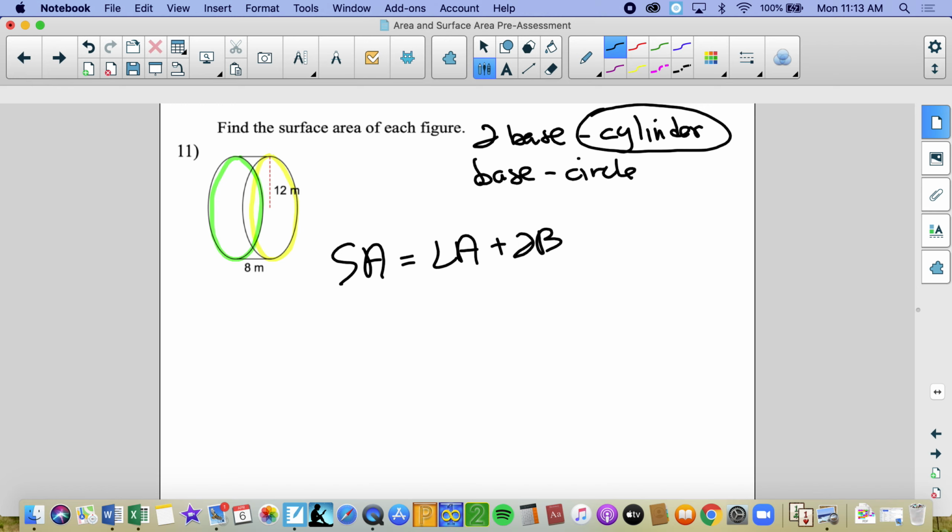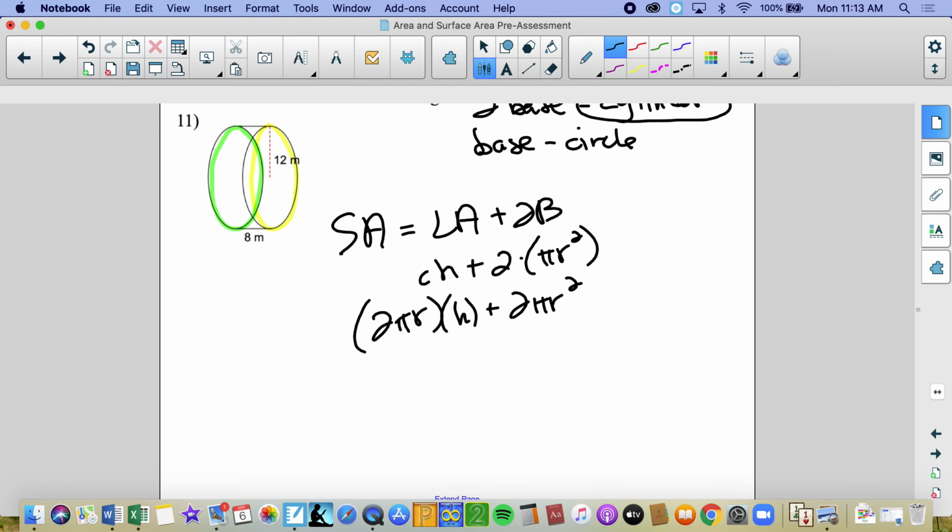My lateral area, instead of using the perimeter, because when we talk about circles, we're going to talk about the circumference times the height, plus 2 times the area of my base. My area of a circle is pi r squared. So what is the circumference? Well, 2 pi r is the formula for circumference of a circle, times the height, plus 2 pi r squared. So let's start putting in values.